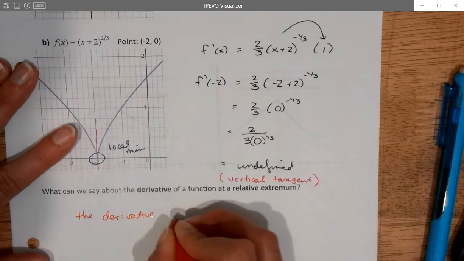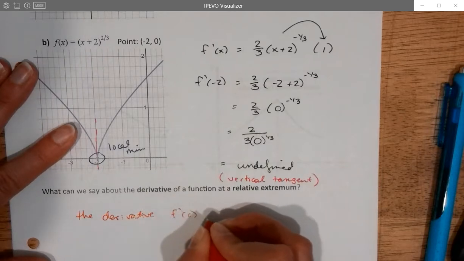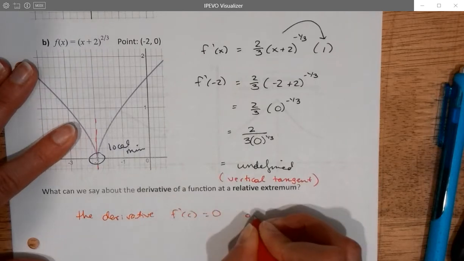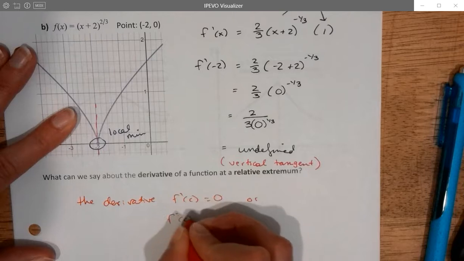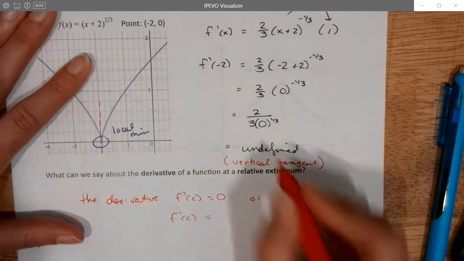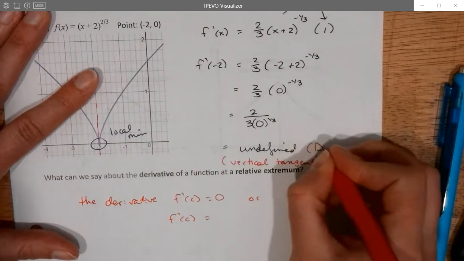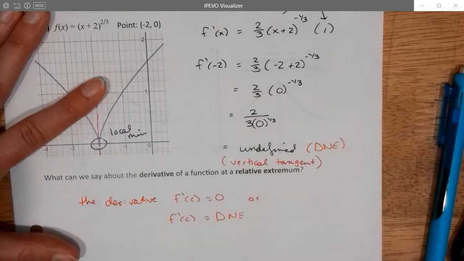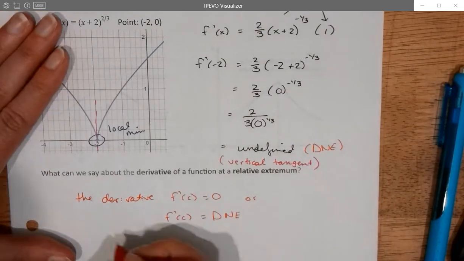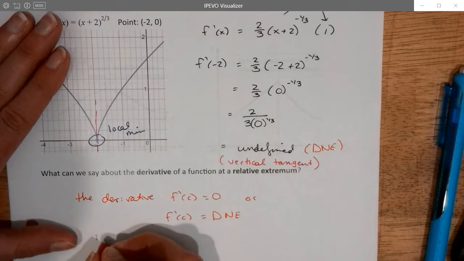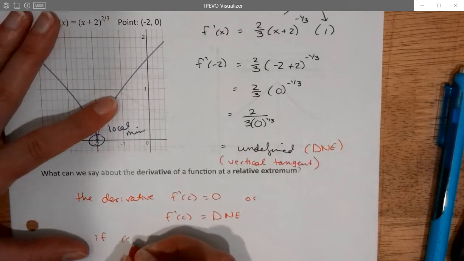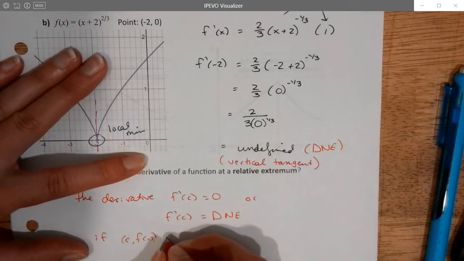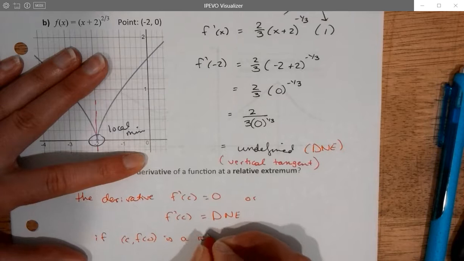So the derivative f prime of c may be equal to 0, or the derivative f prime of c may, since this is undefined, it doesn't exist. So we can say it does not exist at c, if f of c is a relative extrema.